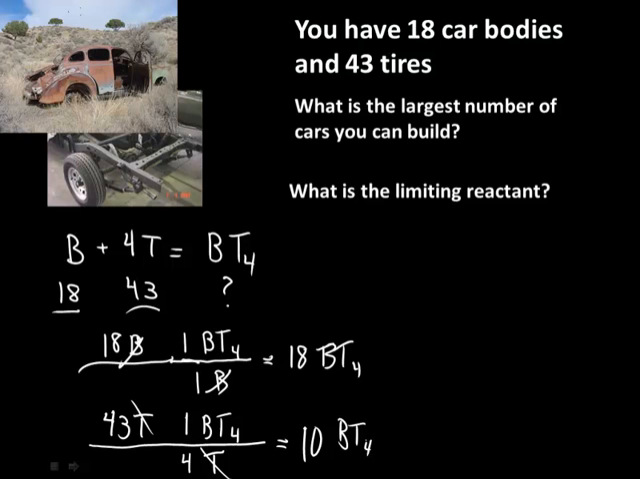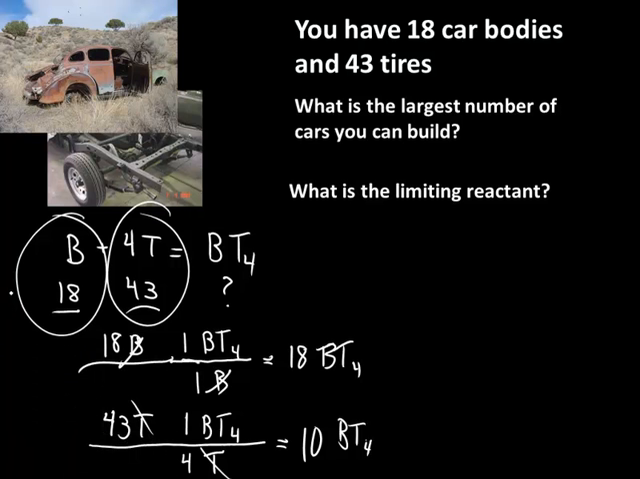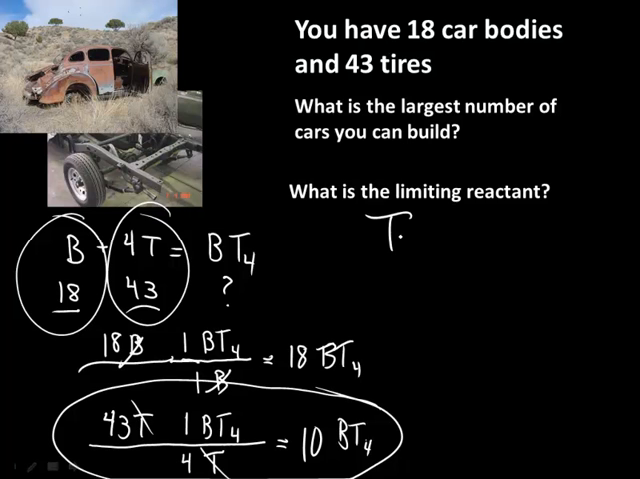So here I have a situation where I have started with a certain amount of each reactant, but I can't tell how much product I'm going to produce until I have done some stoichiometry and decide which one of these is going to limit how much I can make. Well, you can look at that and tell me which one is going to limit how many cars I can make. Which one is going to limit how many cars I can make? The tires. And so I'm actually limited to 10 cars because the tires are my limiting reactant.